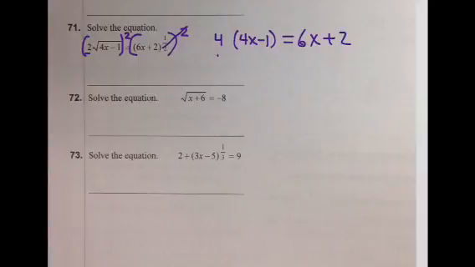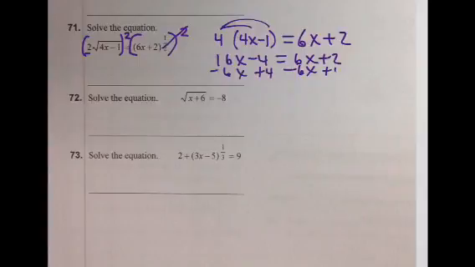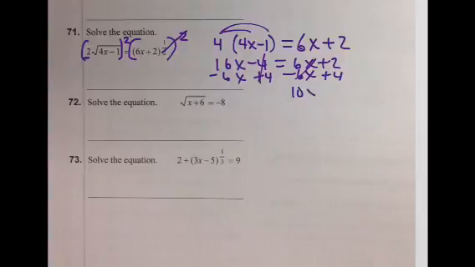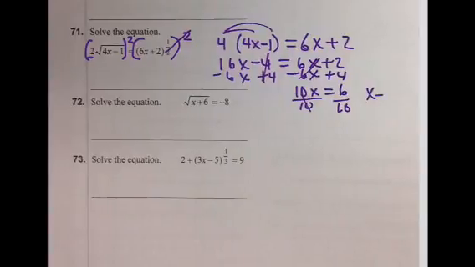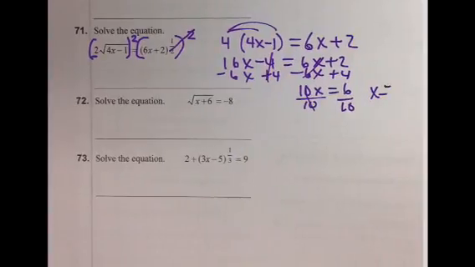So now I have 16x minus 4, because you've got to distribute the 4 to both of them, equals 6x plus 2. I'm going to subtract 6x and add 4. Cancel, cancel. So 10x equals 6. I'm going to divide by 10. And so x equals 3 over 5 when you reduce it.